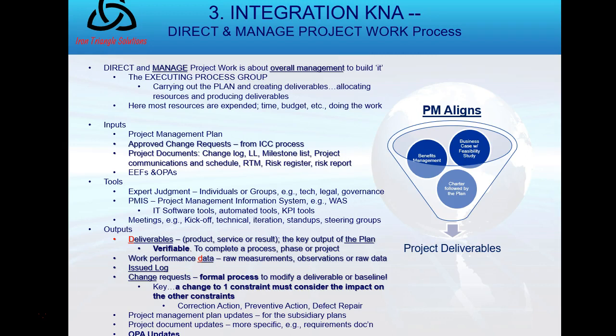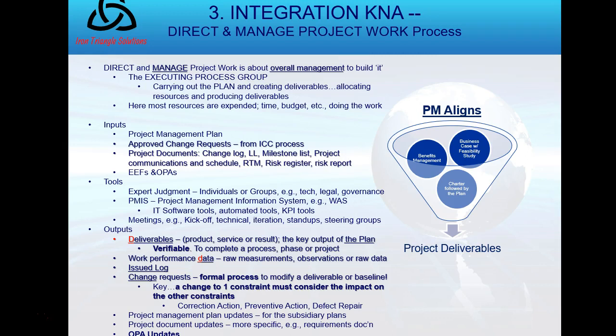Okay, it has any number of inputs, tools, and outputs. But one of the things I want to emphasize is that when you're in the execution process group, this is where we allocate resources, where we manage people and resources, people being resources, where deliverables are produced. This is where you direct performance, and it requires review of the impact of all project changes. So later I'm going to talk about project changes. They're getting implemented back in this process.